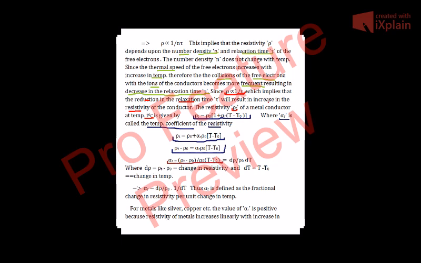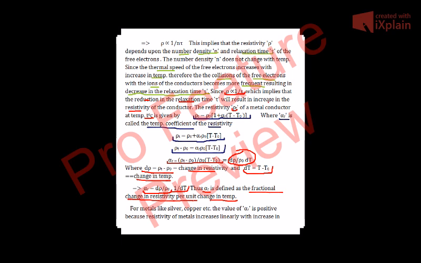That will be d rho by rho_0 into dT, where d rho is equal to rho_T minus rho_0, the change in resistivity, and dT is equal to T minus T_0, the change in temperature. So alpha_R is equal to d rho by rho_0 into 1 by dT. Thus alpha_R, the temperature coefficient of resistivity, is defined as the fractional change in resistivity per unit change in temperature.